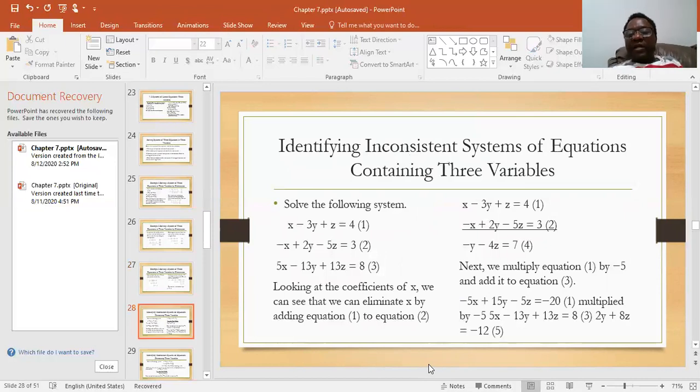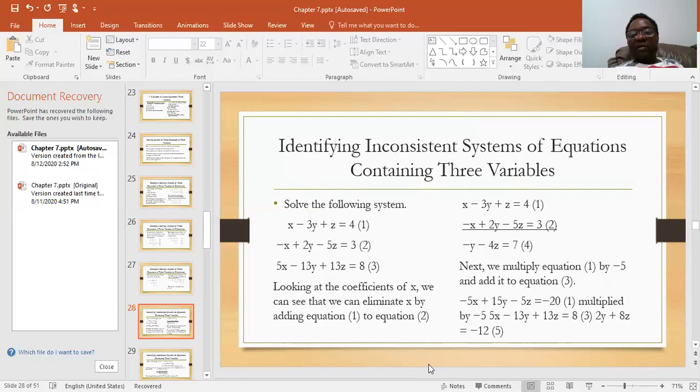How do we identify inconsistent equations? Let's use an example. In this example, we have three equations. We will decide to eliminate x in equations 1 and 2 to get another equation, minus y minus 4z equals 7.